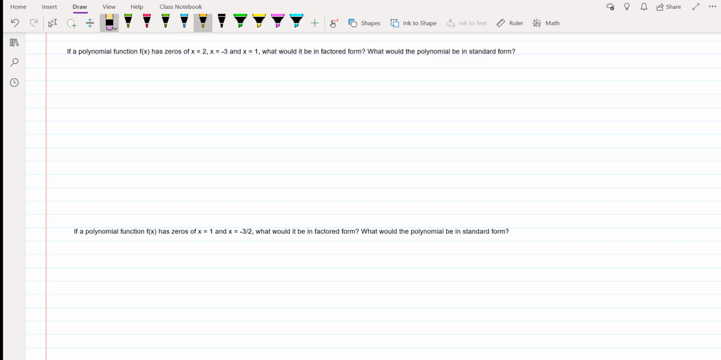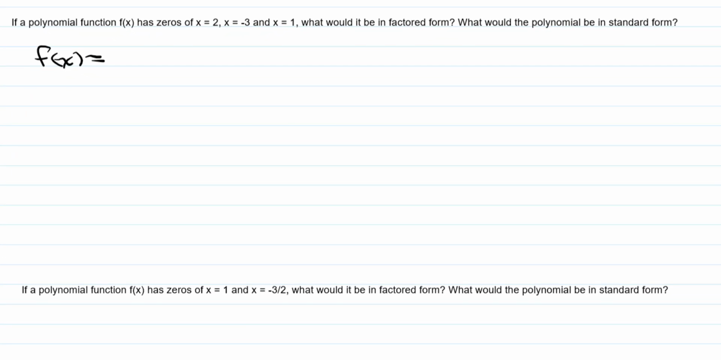So the very first thing that we're going to do is take each one of these zeros. We're going to write down f of x because that's what they tell us the function is. And when you have the zero, remember, you have to switch the sign to come up with a factor. So if I have x equals 2 as a zero, that means x minus 2 would be the factor. And similarly, x equals -3, if that's a zero, then switch the sign. That's going to be x plus 3 for your factor. And then lastly, x equals 1 is going to give us the factor x minus 1. So that very first step gives us the factored form.